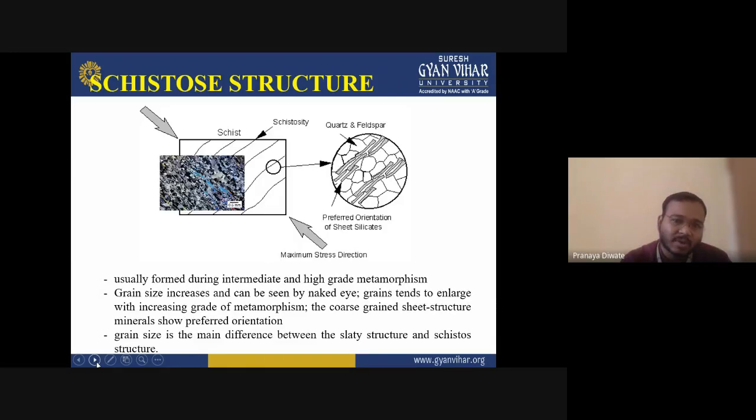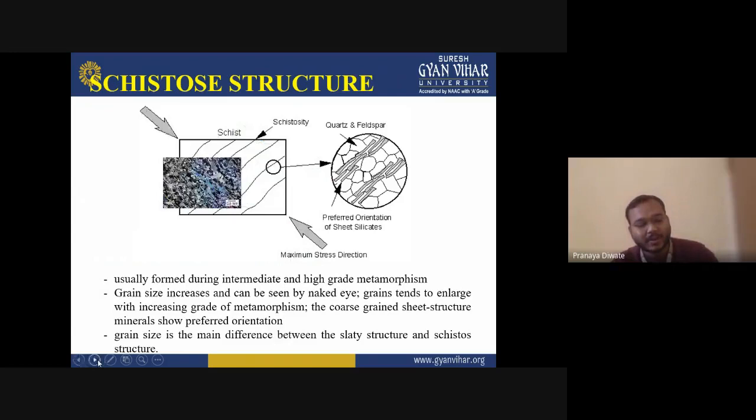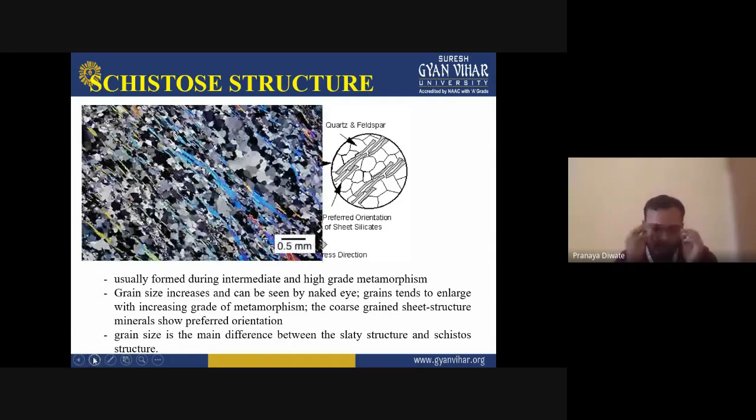So this is what your schistose structure looks like. You have elongated grains one after another. This is known as your schistose structure.